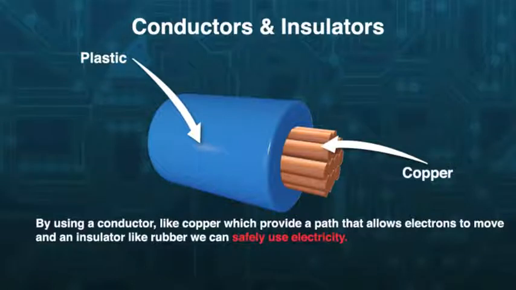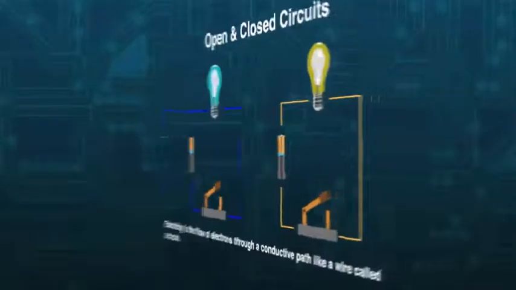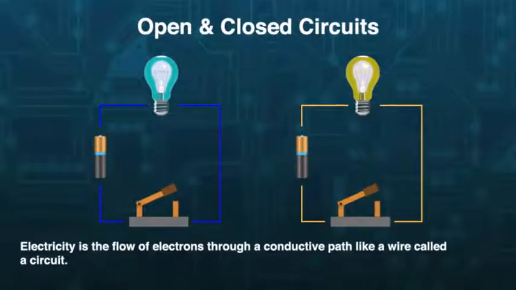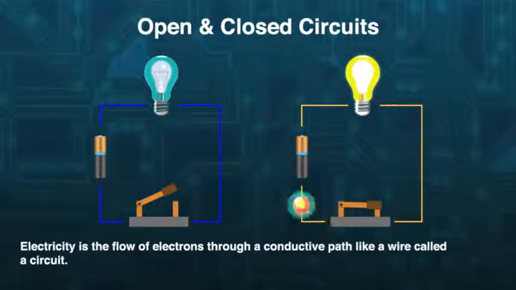By using a conductor like copper, which provides a path that allows electrons to move, and an insulator like rubber, we can safely use electricity. Electricity is the flow of electrons through a conductive path like a wire. To use electricity, we need energy to move electrons and a closed path for them to travel on. This path is called a circuit. Electrons cannot flow through the circuit if the circuit is open. The wires must connect all components used in a circuit, creating a closed path for electrons to flow.